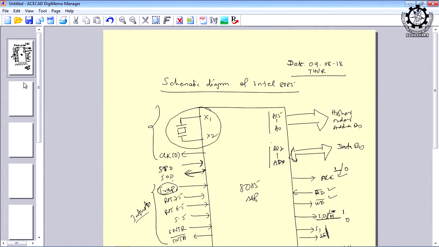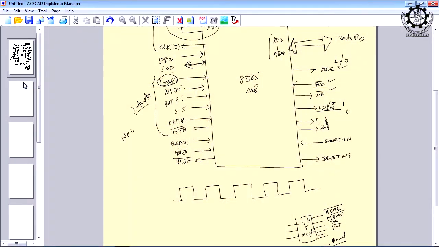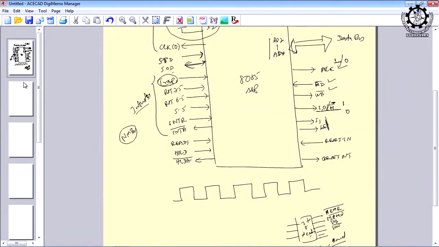If you go for 8086, it is called NMI, non-maskable interrupt. It cannot be masked, it cannot be ignored. Am I clear? Just like in hospitals, the emergency ward. Whenever an emergency patient comes, he is given the highest priority. In the same way, once the power goes off, the trap line should be on or it should be enabled.